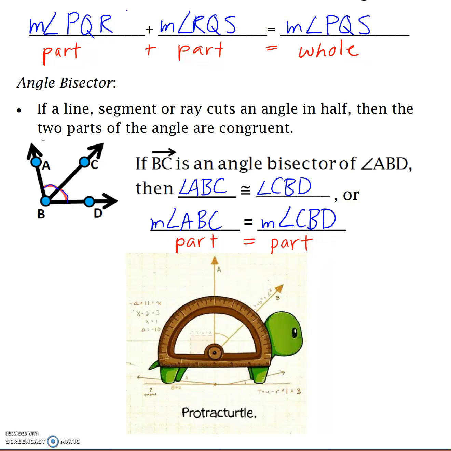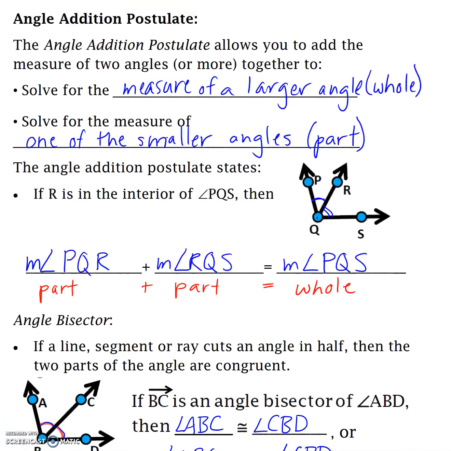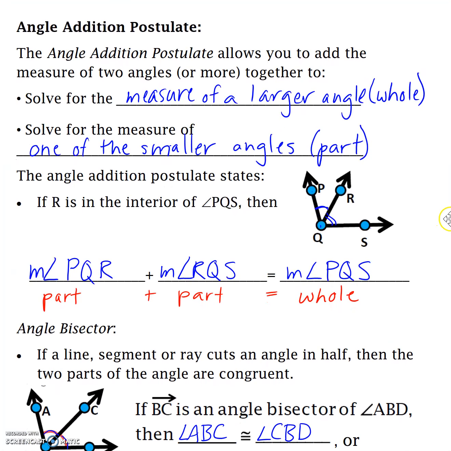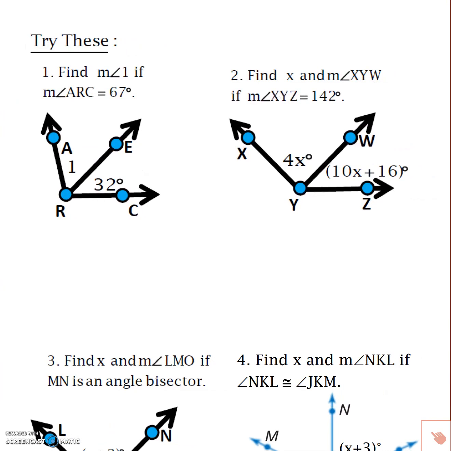All right. Let's go onto the top right, and we've got 4 examples for you to try. Let's try them together here. So number 1 says, find the measure of angle 1 if the measure of angle ARC equals 67 degrees. So first of all, we have to see what they mean by ARC. ARC looks like that's the whole.